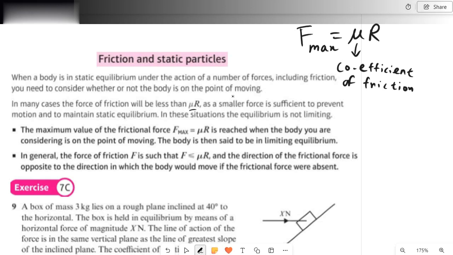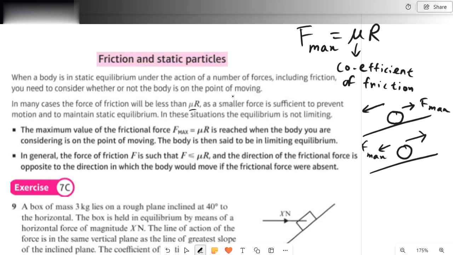In general, the force of friction F is such that F is less than or equals to mu R, and the direction of the frictional force is opposite to the direction in which the body would move if the frictional force were absent. So basically, if we have a slope like this, and if we have a mass here, if the particle starts moving in this direction, then the friction will be acting opposite to it. And if the particle is on the point of moving in this direction, then the frictional force will be acting opposite, which is towards the left.